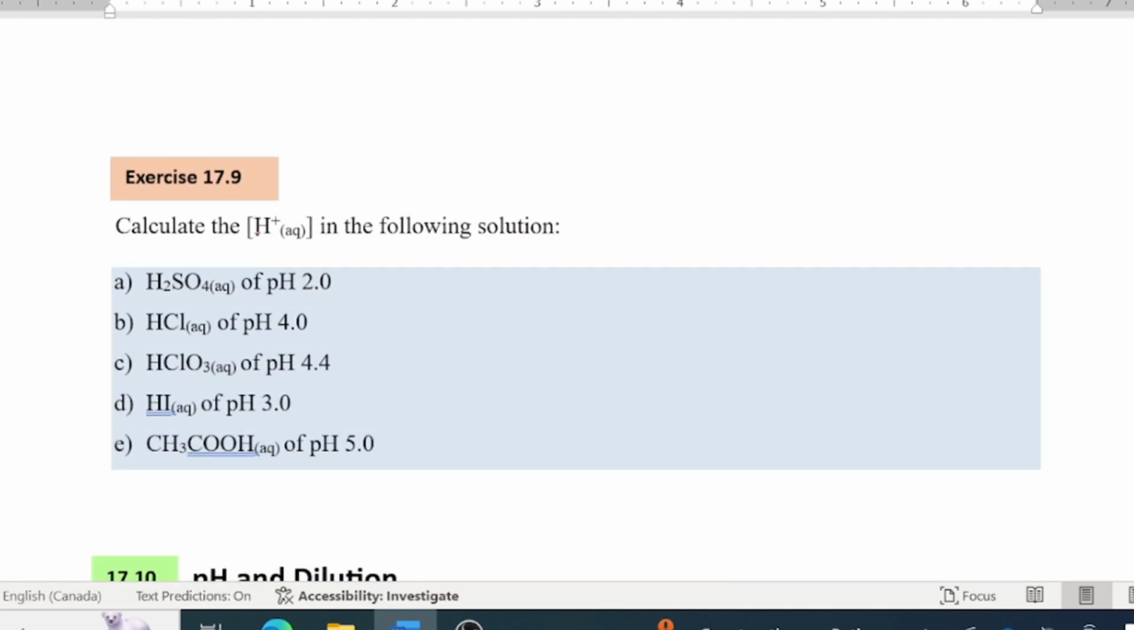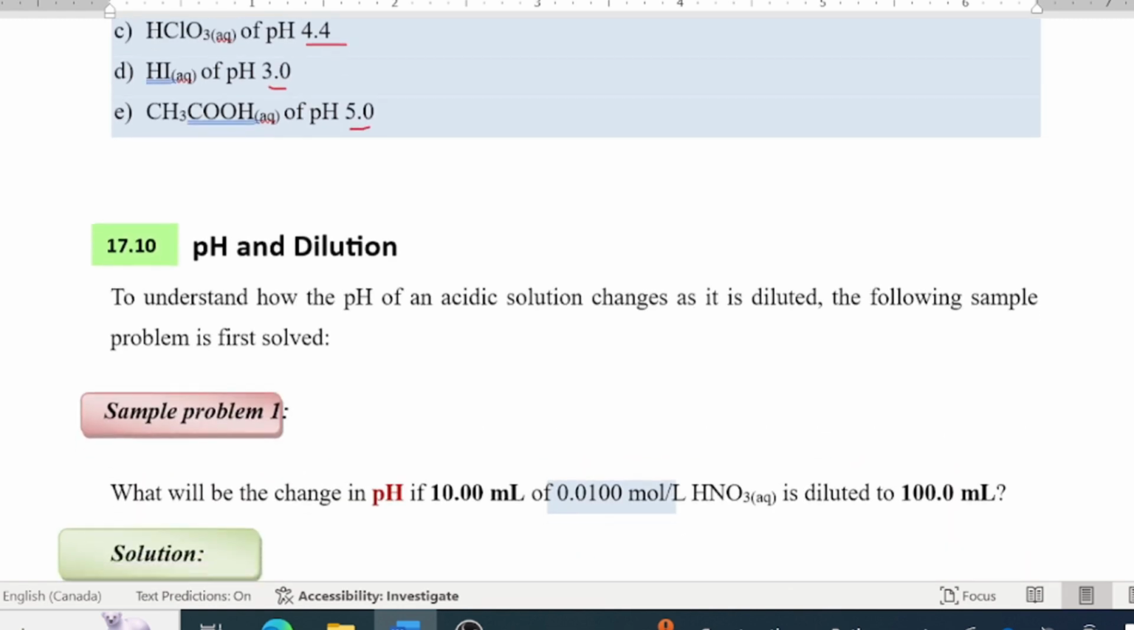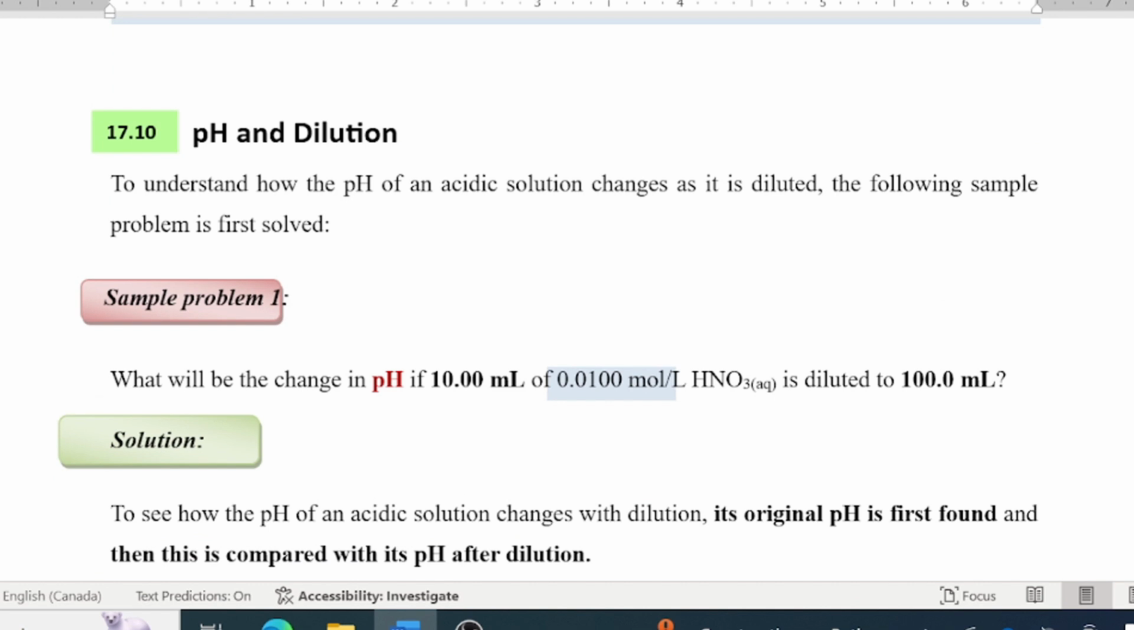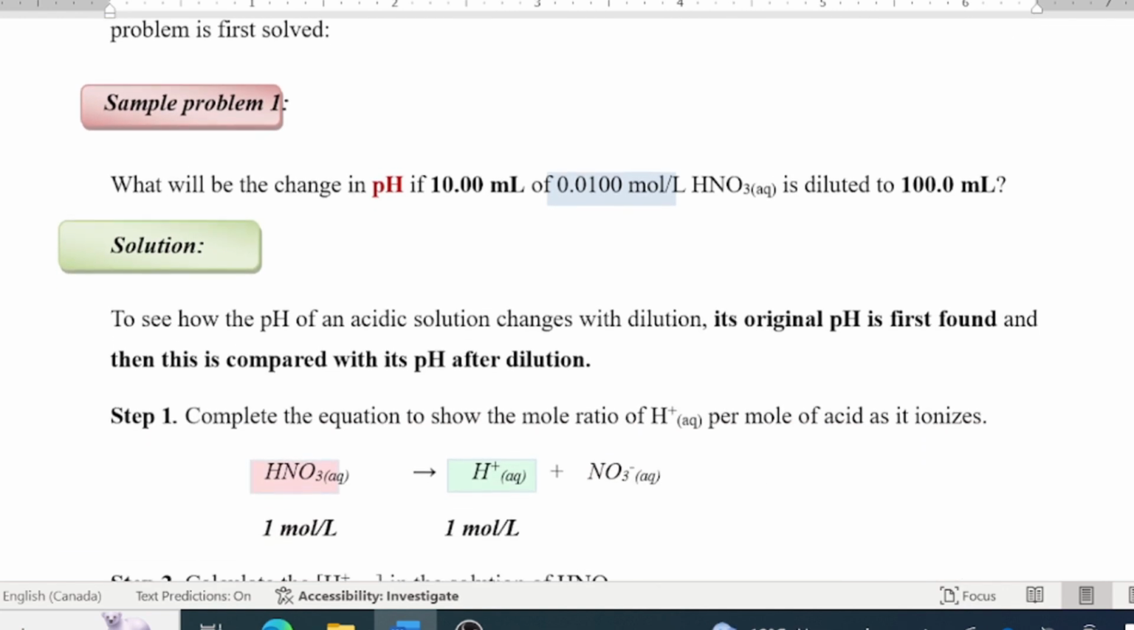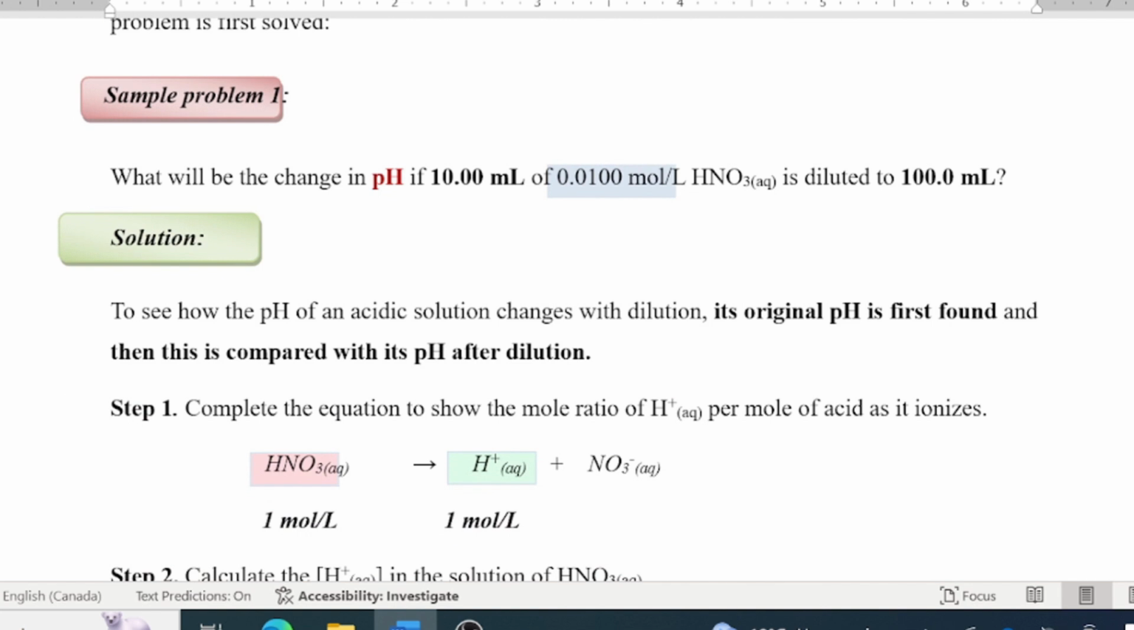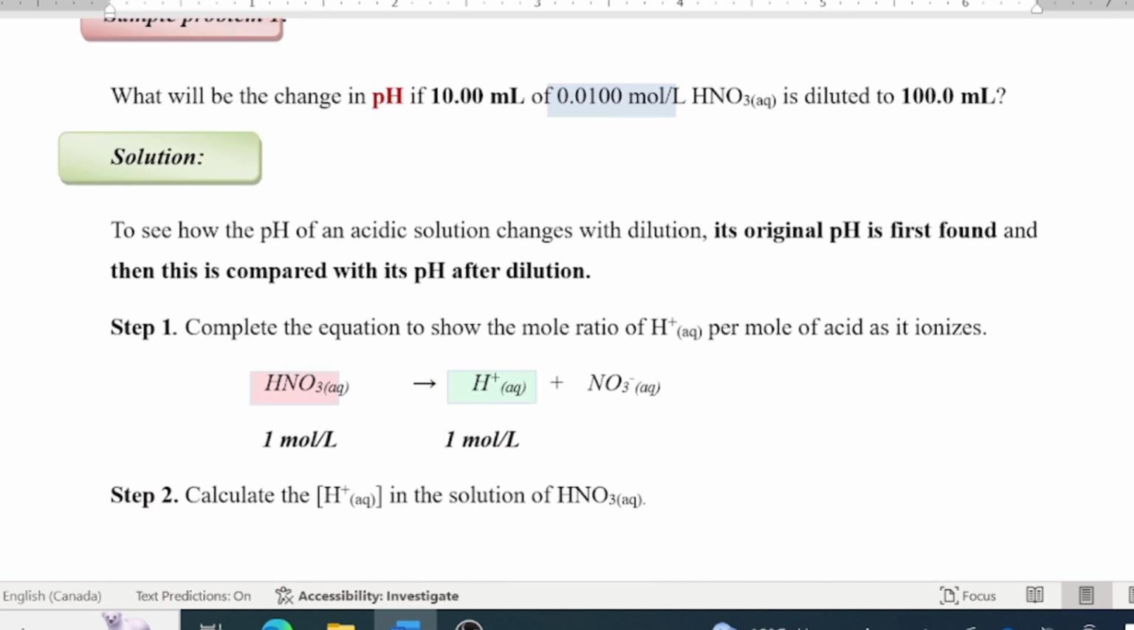And then you ask to find the H plus in these. It will equal 1 times 10 to the negative 2, 1 times 10 to the negative 4, and so on. pH and dilution. If you have a pH meter in an acid, and it shows a reading of 2, and if you pour water into that, gradually you'll find that the pH will rise. So when you dilute an acid, the pH rises. Okay? So look at this question here.